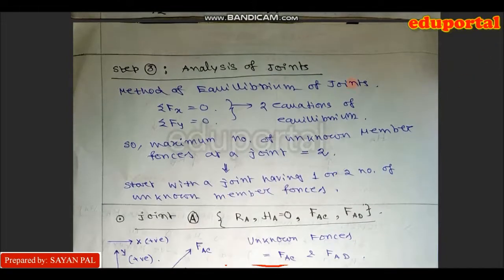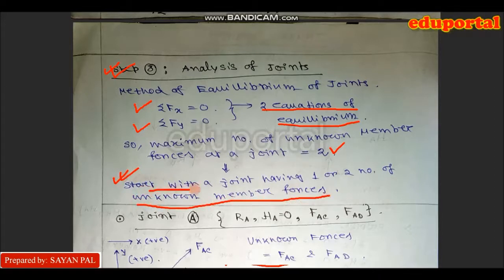So in the method of joints, we have two equations: summation Fx equal to 0 and summation Fy equal to 0. Because we have two equations, it can only solve for two unknowns. So the maximum number of unknowns is 2. We will start with a joint that has a maximum of 2 unknowns, that is, a joint having 1 or 2 unknowns.